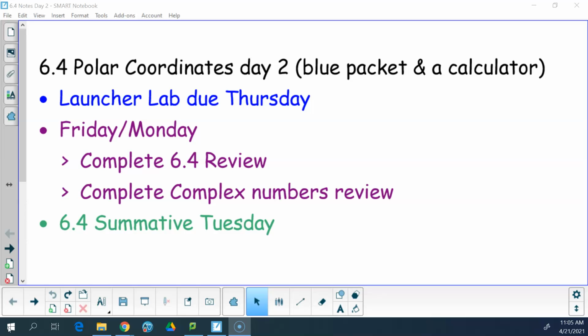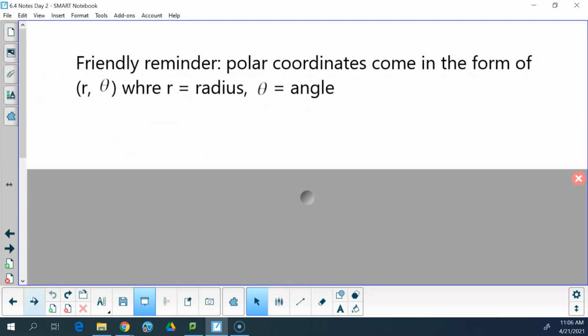All right. So with that being said, we're actually going to start on the page with the 4 polar graphs on it. It's got numbers 4, 5, 6, and 7 on it. We're actually going to start with number 7, but we're going to tweak it just a little bit.